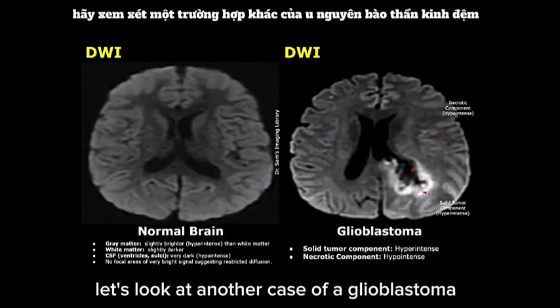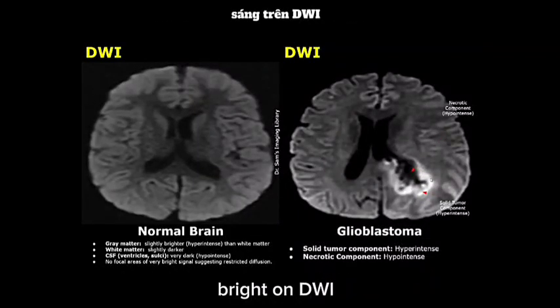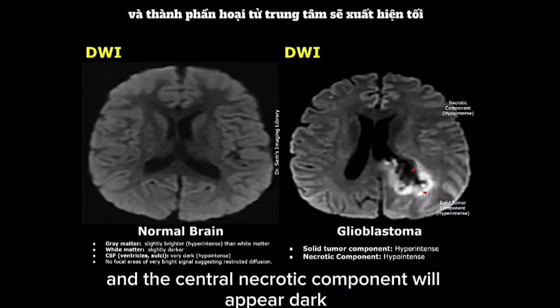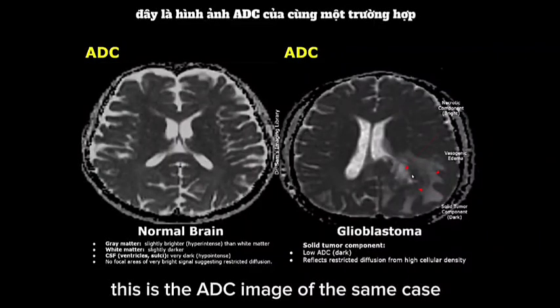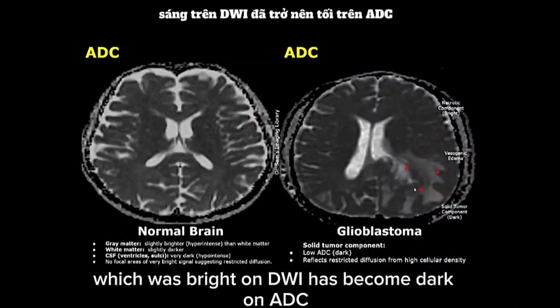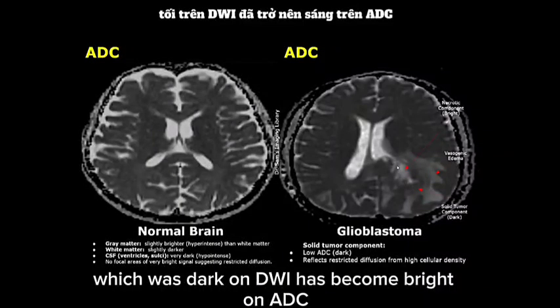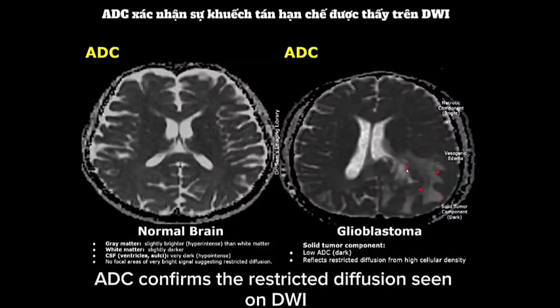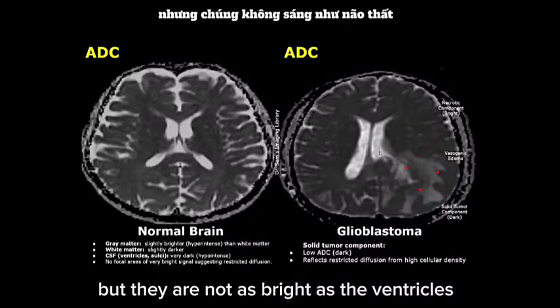Let's look at another case of a glioblastoma. The solid component of the tumor will appear bright on DWI, and the central necrotic component will appear dark. This is the ADC image of the same case. The solid tumor component which was bright on DWI has become dark on ADC, and the necrotic component which was dark on DWI has become bright on ADC. ADC confirms the restricted diffusion seen on DWI. The edema gives bright signals, but they are not as bright as the ventricles.